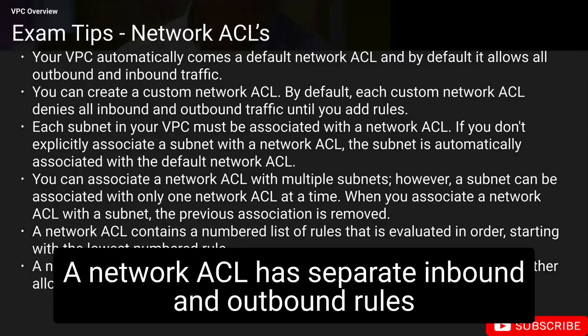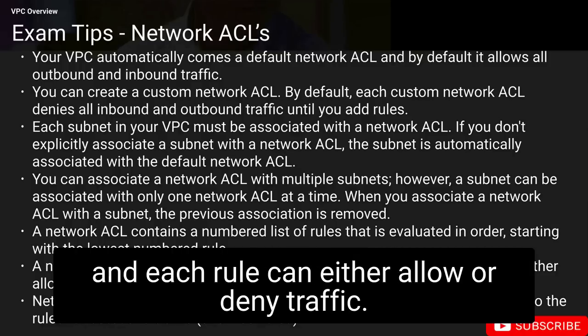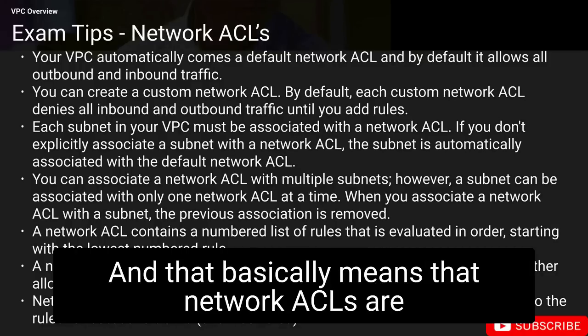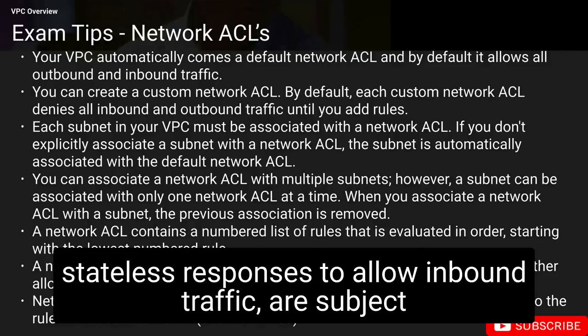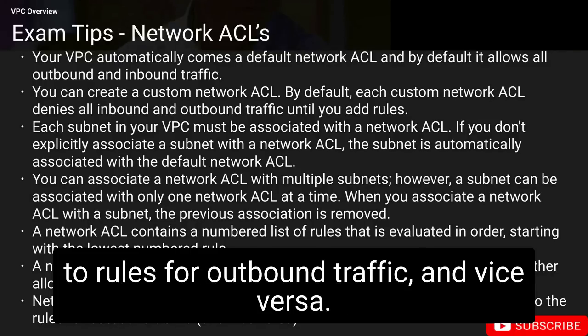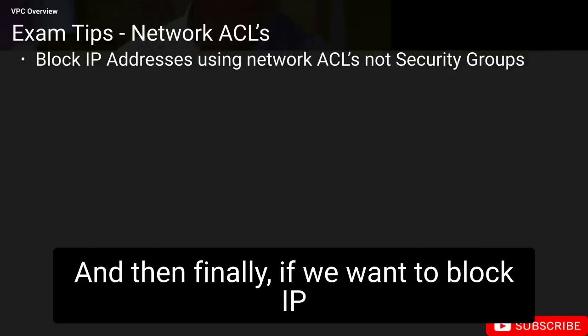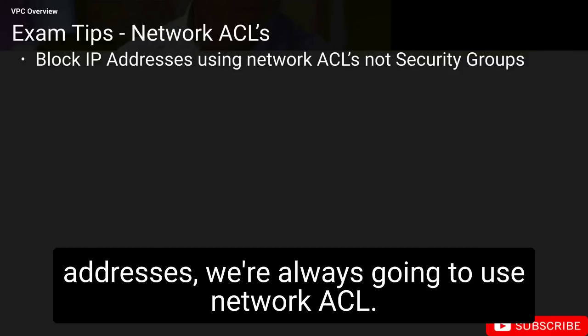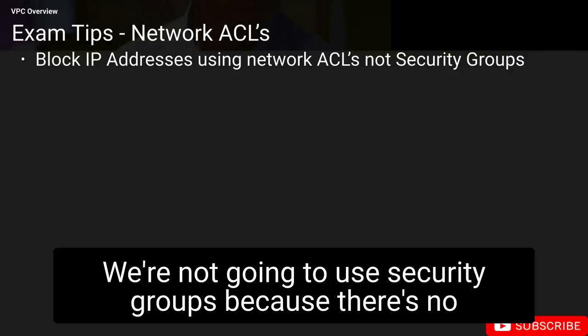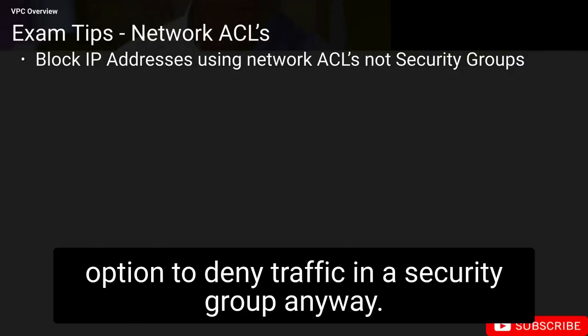A network ACL has separate inbound and outbound rules, and each rule can either allow or deny traffic, and that basically means that network ACLs are stateless. Responses to allowed inbound traffic are subject to the rules for outbound traffic and vice versa. And then finally, if we want to block IP addresses, we're always going to use a network ACL. We're not going to use security groups because there's no option to deny traffic in a security group anyway.